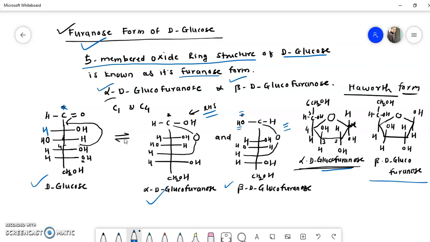So in the incoming videos, we will see the ring structure of aldopentoses, like the pyranose form of D-ribose and the furanose form of D-ribose. So for today, we'll stop here in this video, and we'll meet in the next video with a new concept of this topic, carbohydrates.